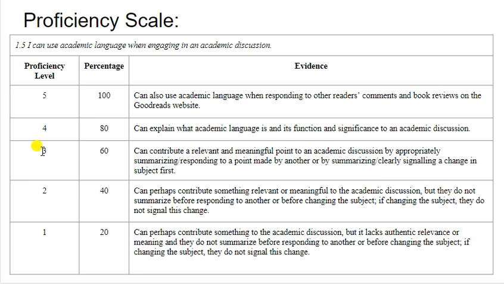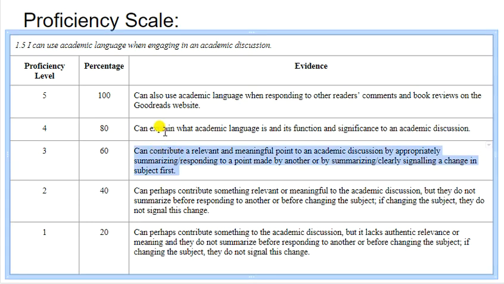All right, let's talk about what you need to do to get a 3, and this is passing. You can contribute a relevant and meaningful point to the academic discussion by appropriately summarizing and responding to a point made by another, or by summarizing and clearly signaling a change in subject. All right. Now, how can we go above and beyond, get a 4? You can do all of this that you can do for a 3, but also you can explain what academic language is and its function and significance to an academic discussion.